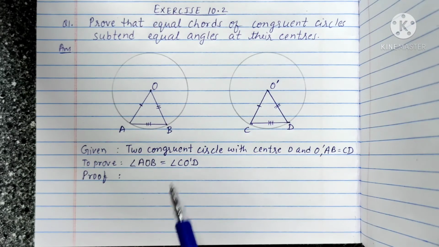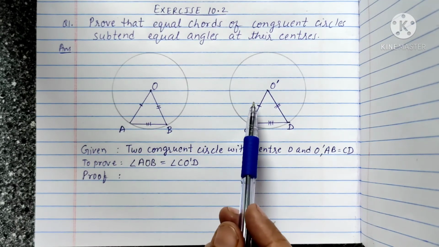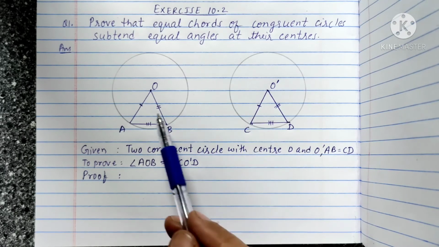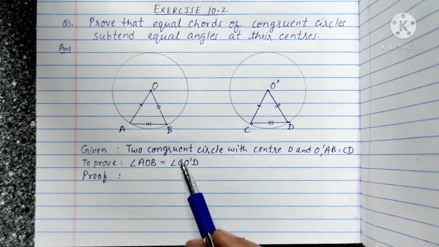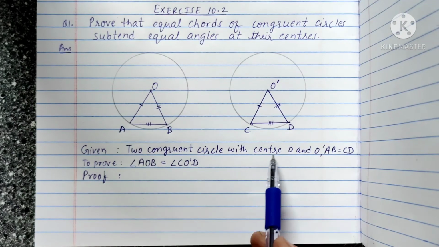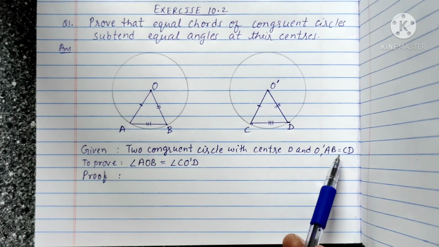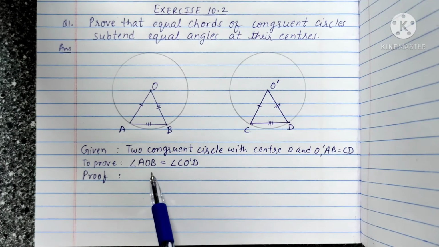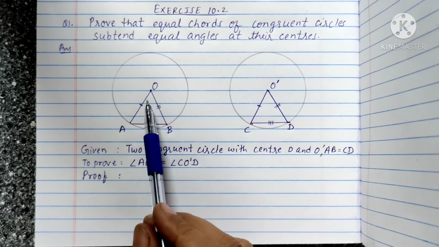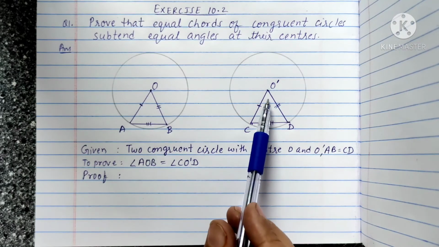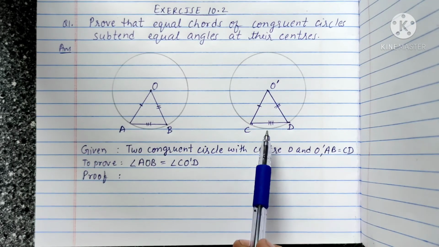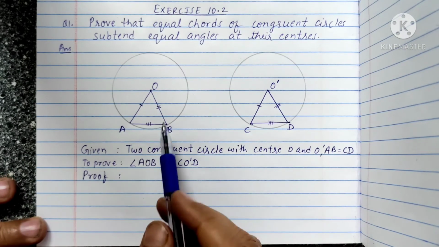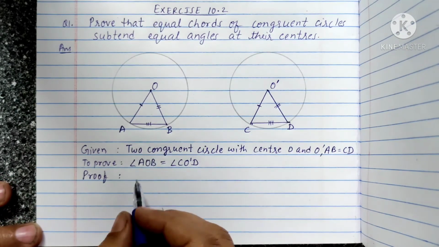In this, two congruent circles are given, and we know that congruent circles are those circles which have equal radius. So two congruent circles with centers O and O dash, chord AB is equal to chord CD, and we have to prove that they subtend equal angle at the center. That means angle AOB and angle CO'D are equal, that we have to prove. Now how will we prove it? We'll prove these two triangles congruent.